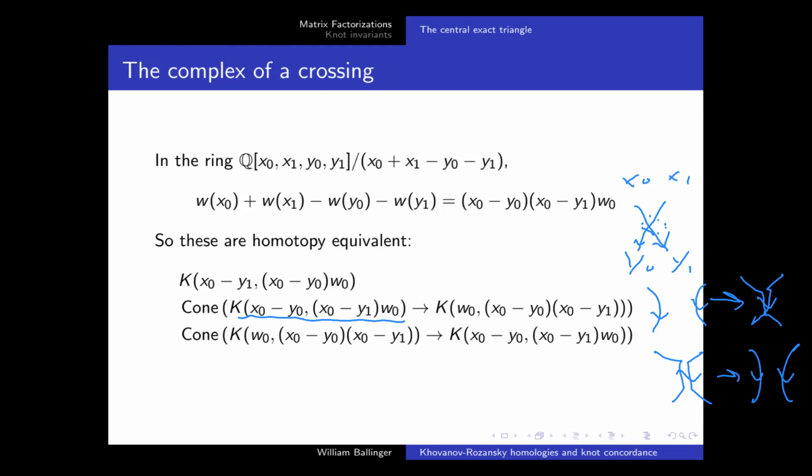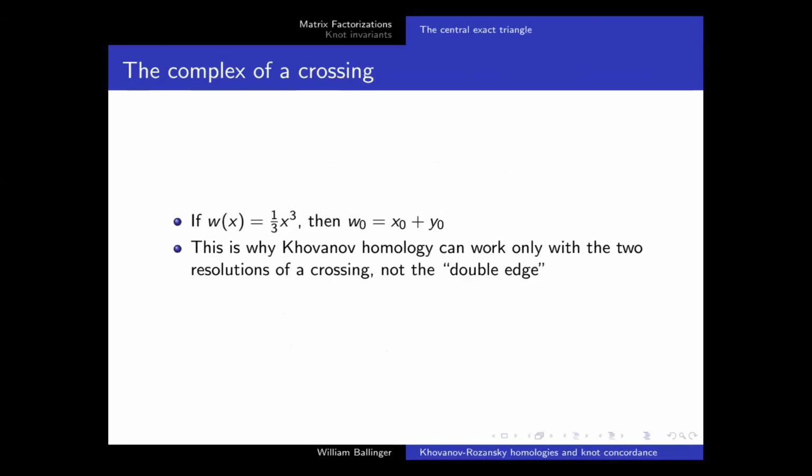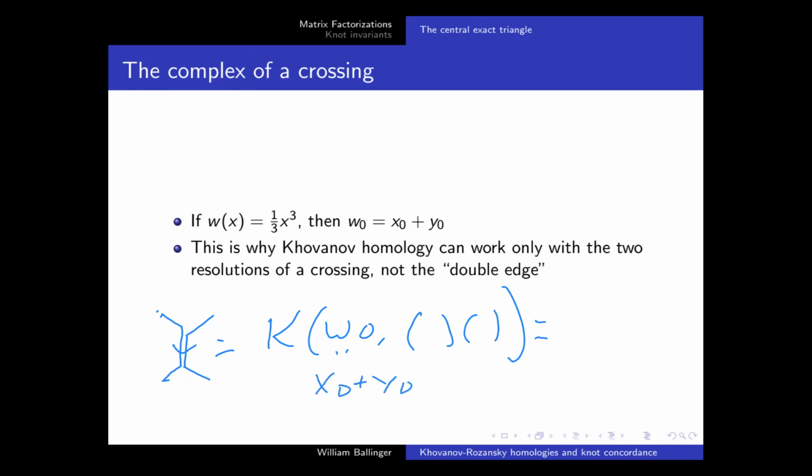And this is now enough to define the homology. The idea will be, okay, first I will say that in the particular case when W equals 1/3 times x cubed, you can calculate that this W0 is just equal to x0 plus y0. So what that means is that before we had this double crossing as the complex W0 and then the two linear factors, and this is now equal, because W0 is equal to x0 plus y0.